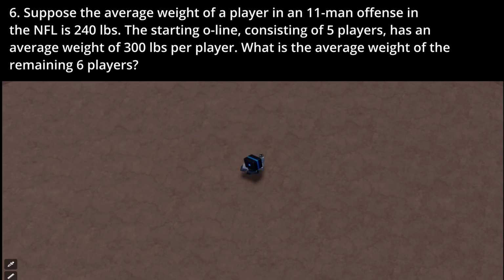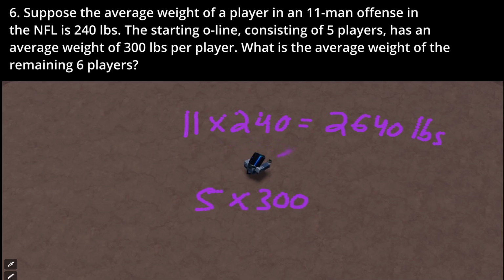So to solve this problem, what I'm going to do is find the total weight of all the NFL players in this offense. To do that, let's just do 11 players times 240 pounds each. And if you do that, that's equal to 2,640 pounds in total. Next thing I'm going to do is subtract the weight of those O-linemen. The total weight of those O-linemen is just 5 O-linemen times 300 pounds each. And if you do that, that's 1,500 pounds in total.